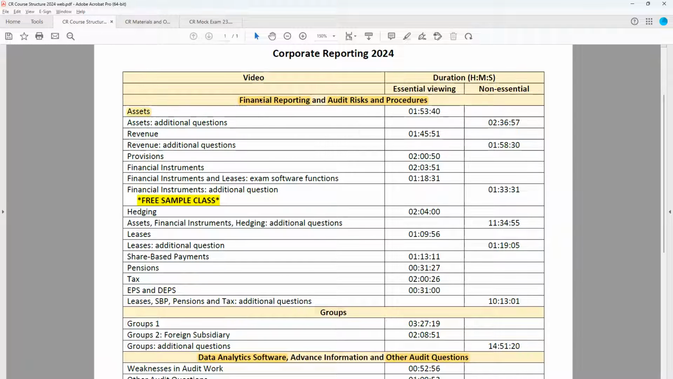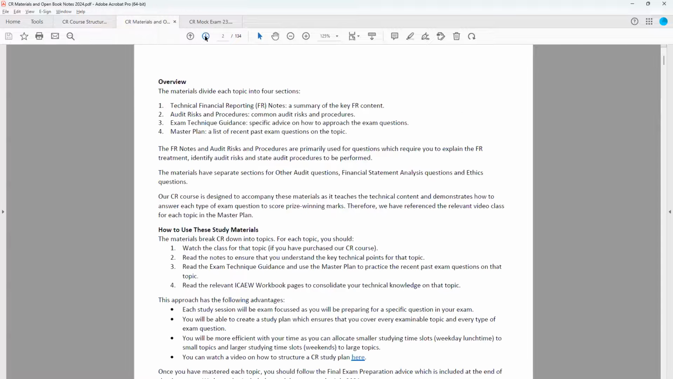So the key financial reporting areas are assets, revenue, provisions, financial instruments, hedging, leases, tax, etc. Of course, groups as well being another key one. So by breaking it down like this, you can make CR much more manageable. And what you can then do for each topic is make sure that you've understood the key technical content.